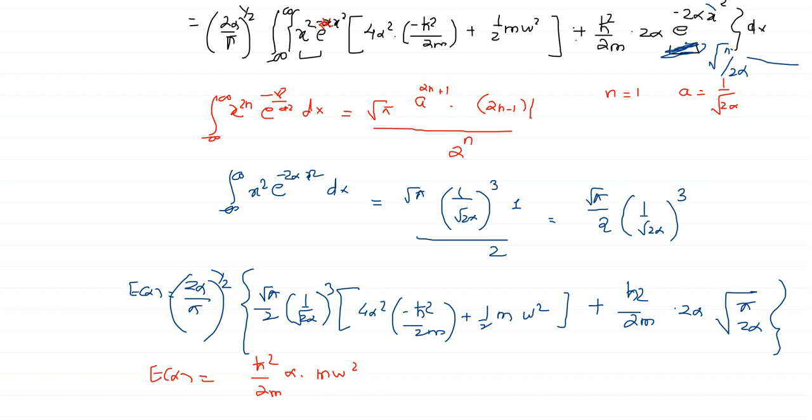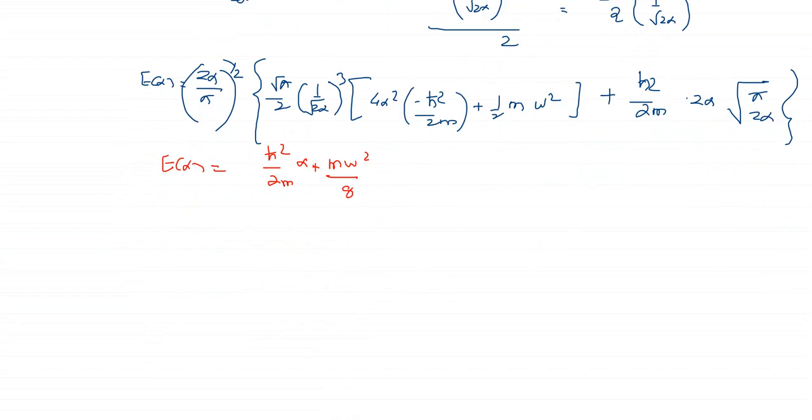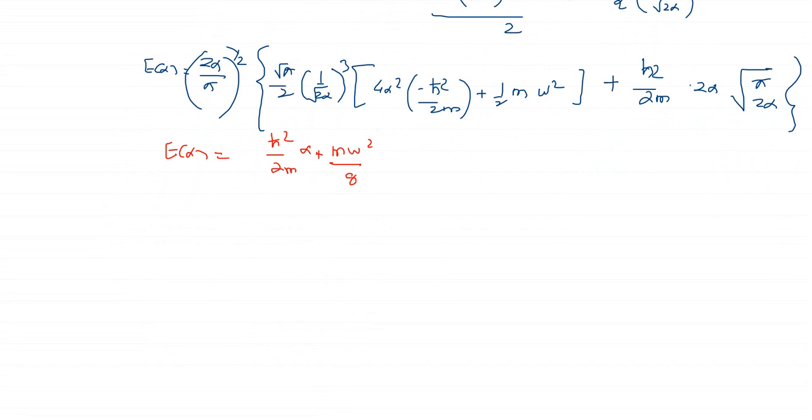So here is plus m omega square by 8 alpha. Now we know that to minimize the energy, we will have to differentiate this E with respect to alpha and equate it to 0, and get the value of alpha. This will give me alpha minimum, and this will give me E minimum. You can also do d by d alpha on this formula only. You will get the answer.